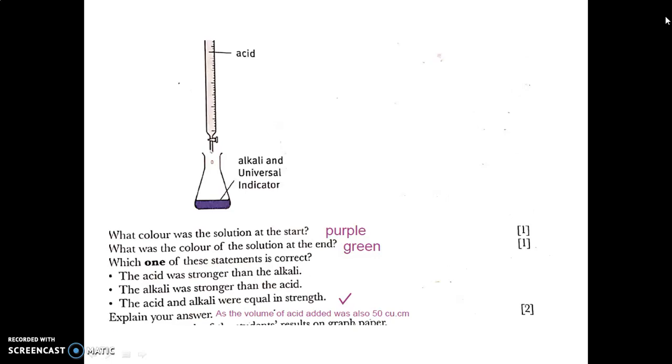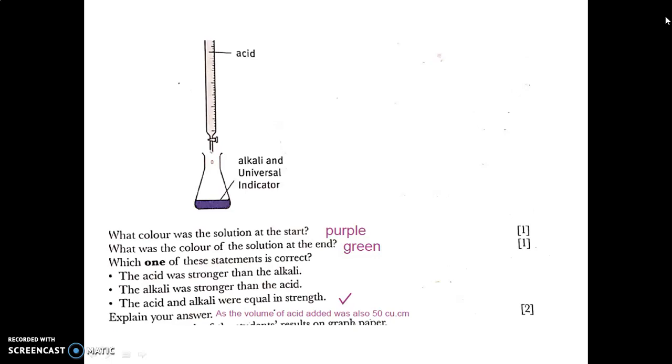Now, which one of these statements is correct? Was the acid stronger than the alkali? The alkali was stronger than the acid, or the acid and alkali were equal in strength? Now, why have I ticked that? Look there. How much did you add before in the conical flask? 50 cubic centimeter of alkali. How much of acid was needed to neutralize it? 50 cubic centimeters. So, the acid and alkali were equal in strength. Okay. So, explain your answer. That's exactly what I've written, as the volume of acid added was also 50 cubic centimeter.